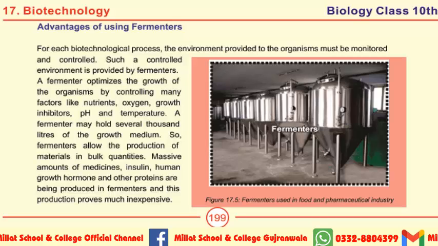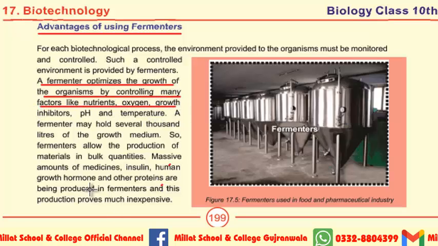We have discussed the two types of fermenters, batch fermenters used for batch fermentation and continuous fermentation. Next topic is advantages of using fermenters. Very important long question as well. The question may be asked, write the importance of fermenter. The answer would be, a fermenter optimizes the growth of the organisms by controlling many factors like nutrients, oxygen, growth inhibitors, pH and temperature. This is the importance of using fermenter.